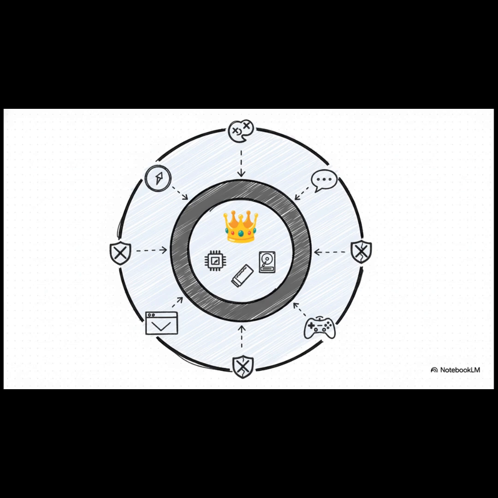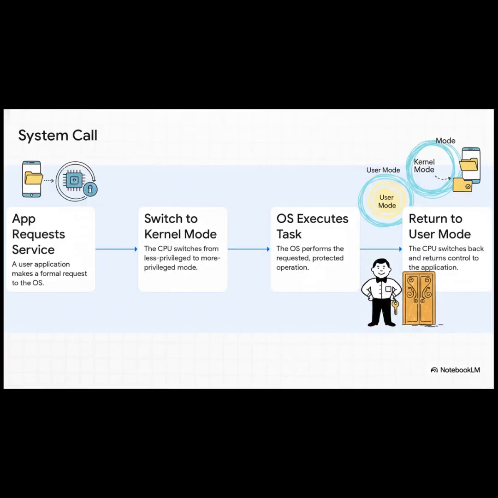The OS kernel, on the other hand, gets to run in kernel mode. This is the VIP backstage pass. It has full, unrestricted access to everything, which is how it manages and protects the whole system. So you might be wondering, if an app can't touch the hardware, how does it do anything useful, like saving a file? It has to ask the OS for help. It makes a formal request called a system call. When that happens, the CPU flips into kernel mode, the OS does the heavy lifting, like writing to the disk, and then immediately flips back to user mode and hands control back to the app. It's basically like politely asking the bouncer to do something for you because you're not allowed in the VIP area.